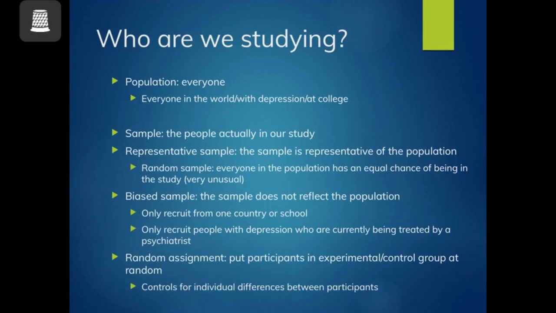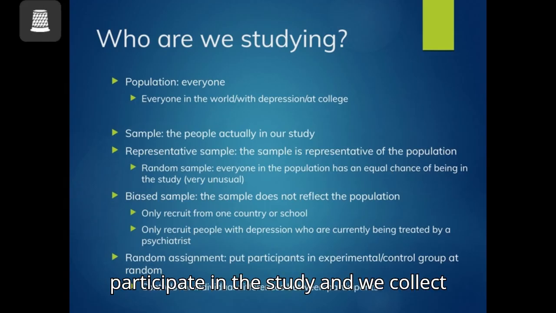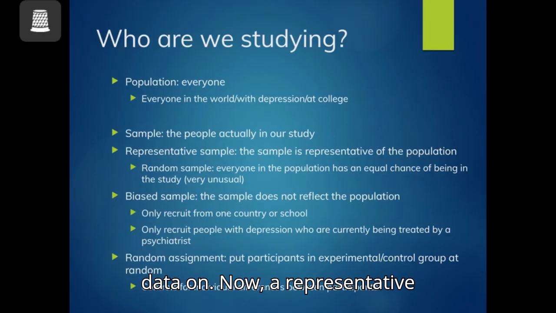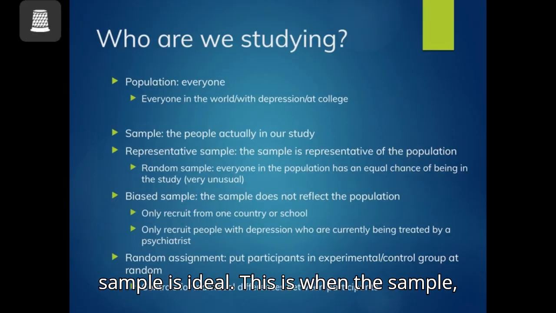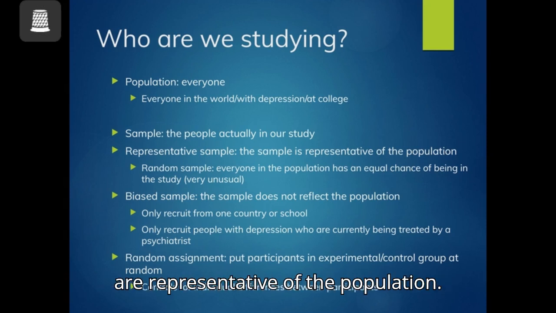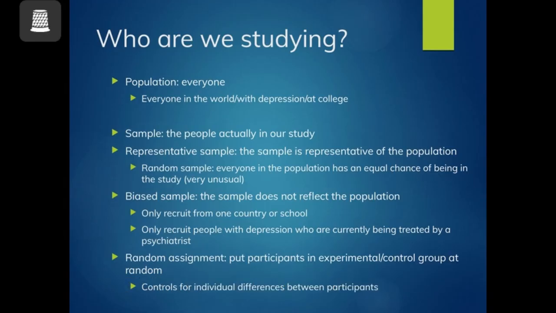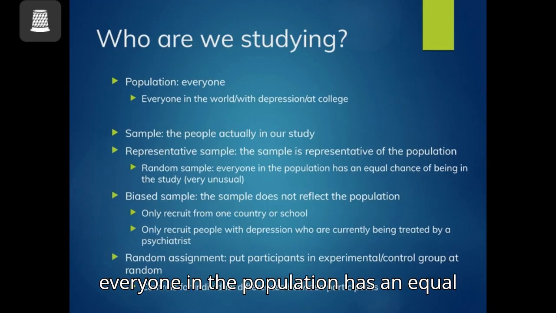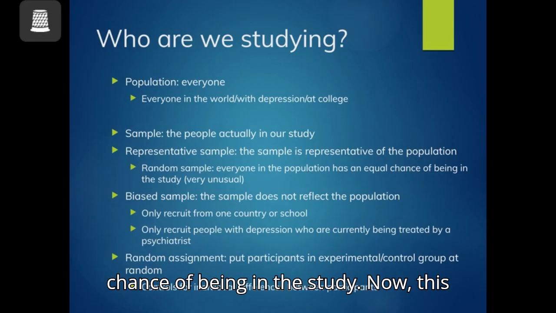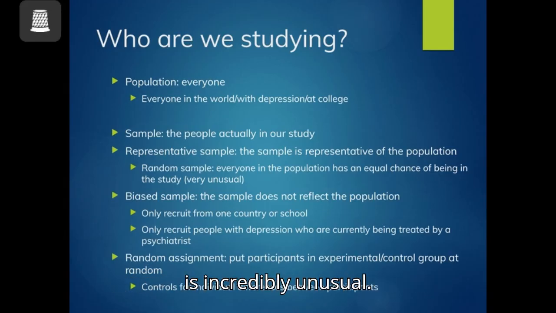And the sample are the people who are actually in the study. These are the 50 or 200 or 20,000 participants who actually participate in the study and we collect data on. Now, a representative sample is ideal. This is when the sample, the people who are actually in the study, are representative of the population. A truly random sample means that everyone in the population has an equal chance of being in the study. Now, this is incredibly unusual.